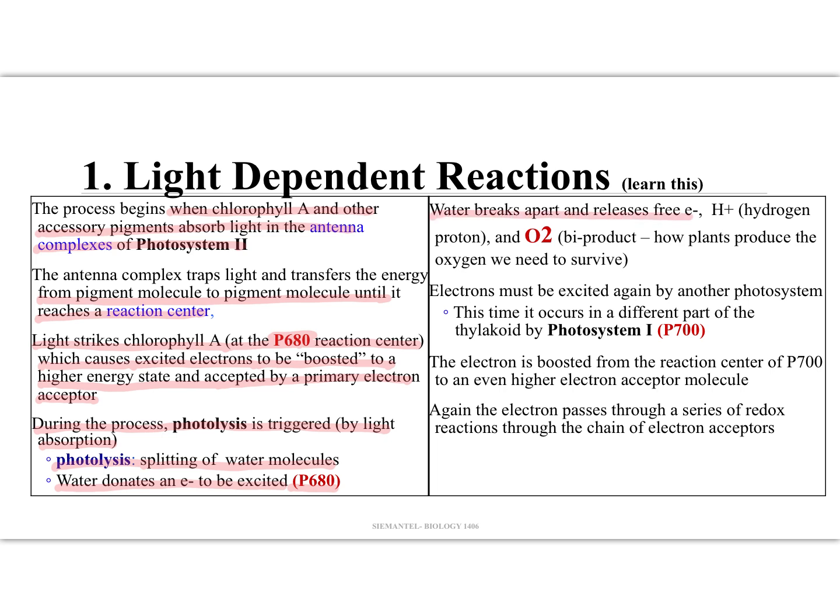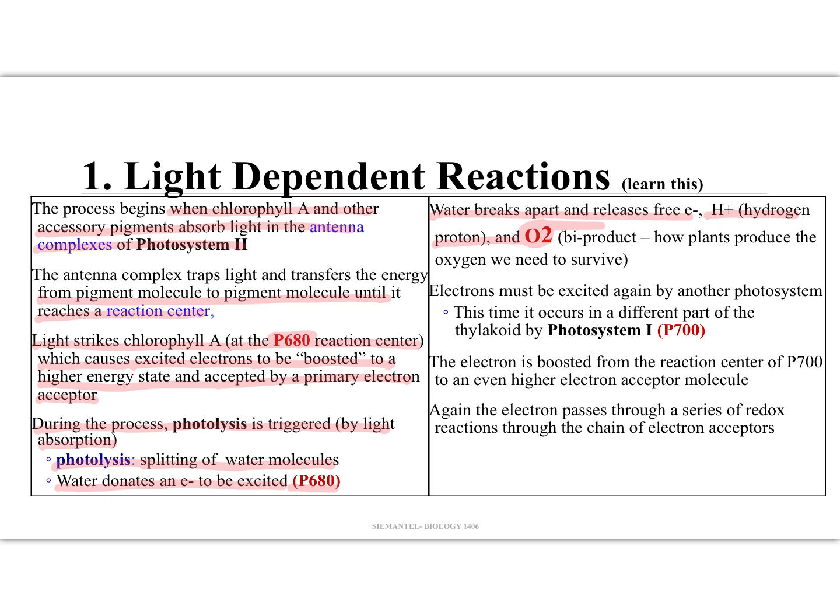It releases electrons and hydrogen and oxygen. Now remember, oxygen is one of our products of photosynthesis. So this is where it's made. This is how plants produce the oxygen that you and I breathe in and out every day and don't even think anything of it.